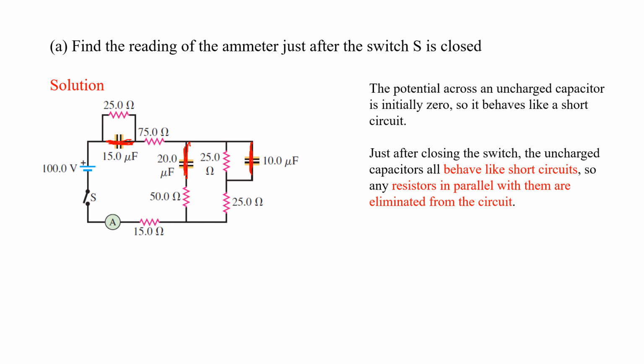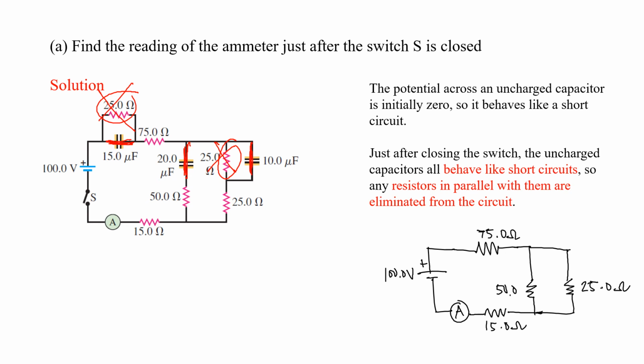Just after closing the switch, the uncharged capacitors all behave like short circuits, so any resistor in parallel with them is eliminated from the circuit. Since this is already shorted, this one here cannot be read. Also this one here is eliminated. And your circuit just becomes like this. You have your 75 ohms, your 50 ohms, 25 ohms, and then 15 ohm resistors. And you still have your ammeter, and your 50 ohms and your 25 ohms are in parallel. The equivalent resistor is just in series with your 75 and your 15 ohms.